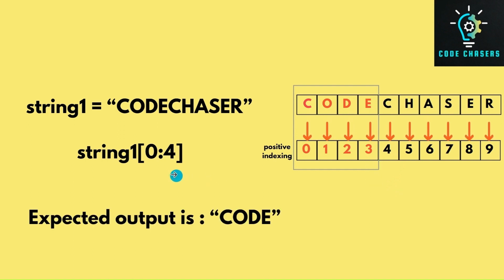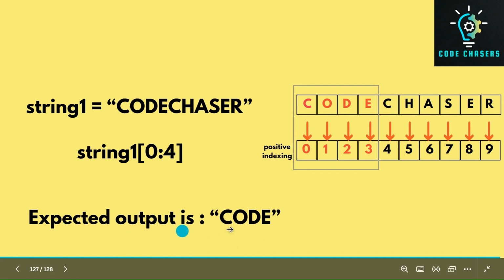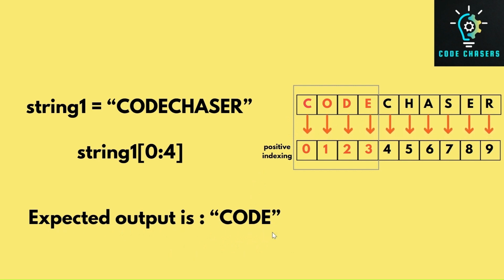So I am giving the stop parameter as 4 so that Python will consider up to index number 3, which is my required index, and the slice CODE will be printed. The expected output here is CODE. That's it. It is this simple.